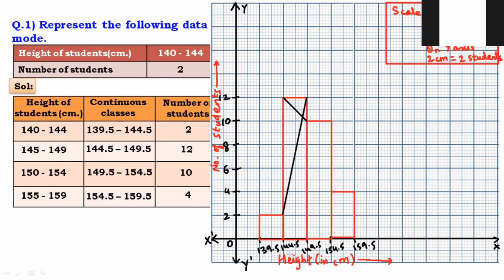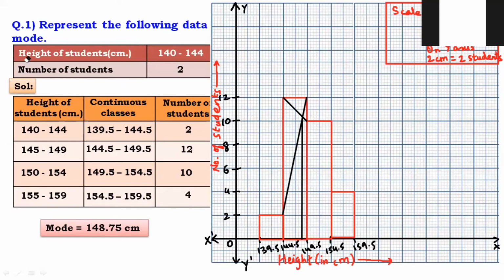Do you realize that these two lines intersect at a point? From that point, you have to drop a perpendicular. So here we'll drop a perpendicular on the x-axis. That value is the mode. So here I want you guys to make this on your graph paper, and then we will check your answer. Your answer should be 148.75 centimeter. That's the right answer.